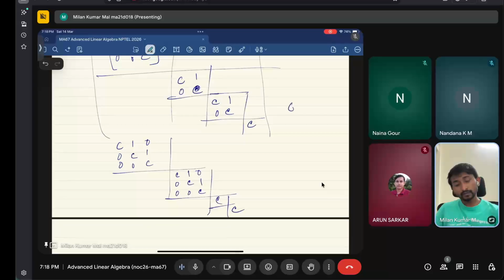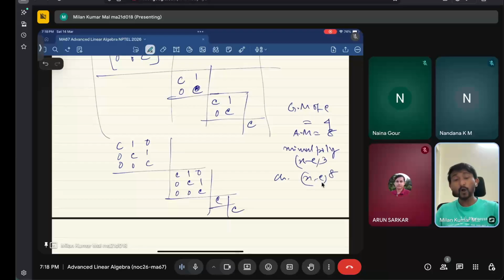Okay, so the geometric multiplicity of C is 4, the algebraic multiplicity is 8, the minimal polynomial is x minus c to the power 3, and the characteristic polynomial is x minus c to the power 8. So all the facts are the same. Still, there are two possible forms of the Jordan canonical matrix. That means these two matrices are not similar.